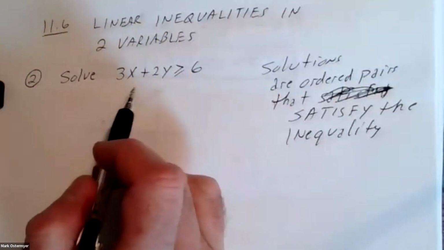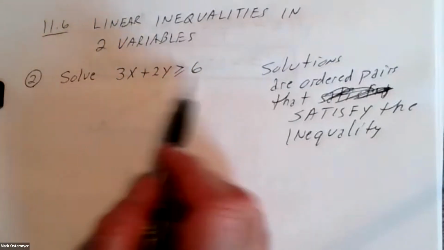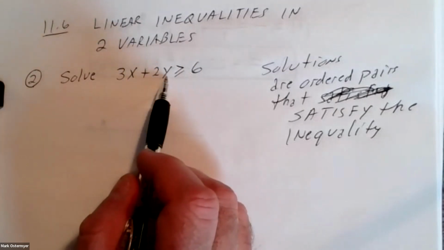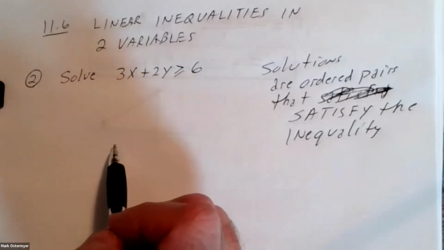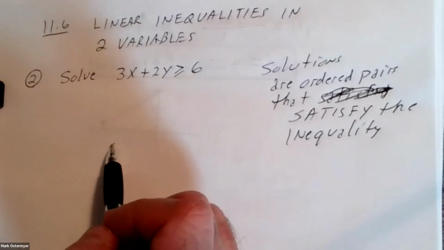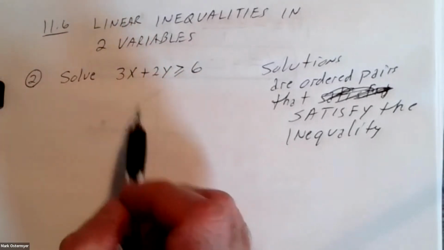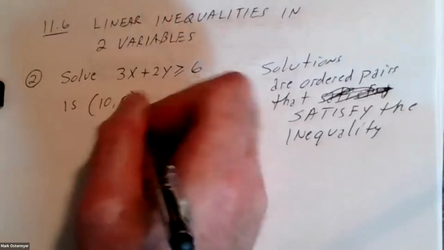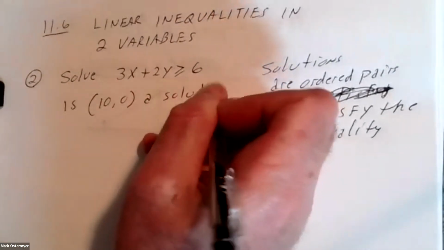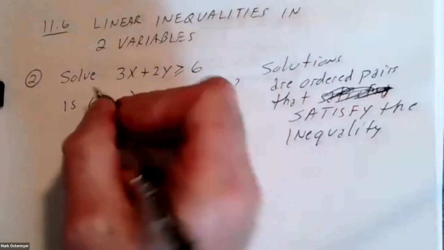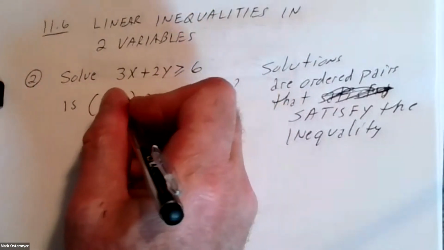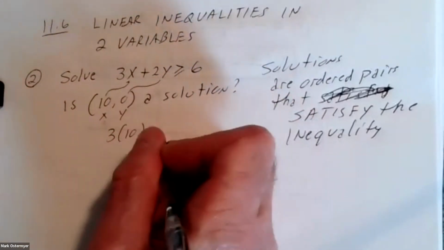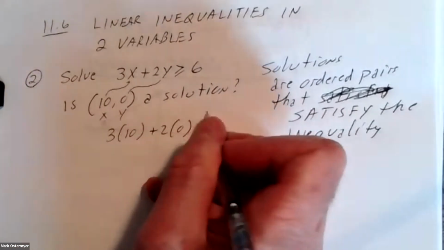All right, so there's going to be an infinite number of solutions to this inequality. There's an infinite number of ordered pairs, such that when you replace the x variable with the x coordinate, and the y variable with the y coordinate, you're going to get a true statement. Let's see if we can think of just one ordered pair solution. Well, is 10, 0 a solution to this linear inequality in X and Y? To find out, you replace the x variable with the x coordinate and the y variable with the y coordinate, and then verify. Is 3 times 10 plus 2 times 0 greater than or equal to 6?